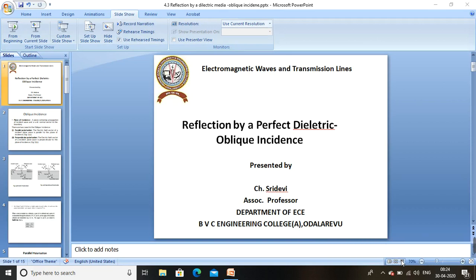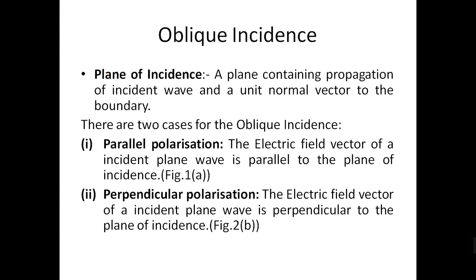In this video, I am going to discuss reflection by a perfect dielectric at oblique incidence. Oblique incidence is also called the plane of incidence, which is defined as a plane containing the propagation of the incident wave and a unit normal vector to the boundary. So there are two cases of plane of incidence.